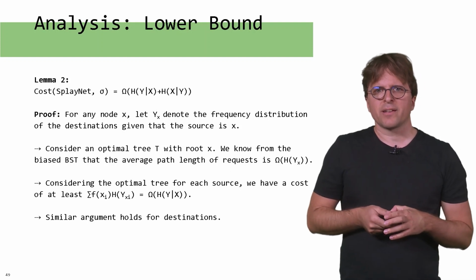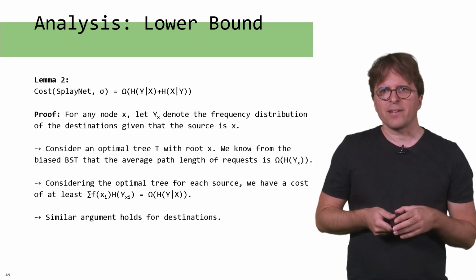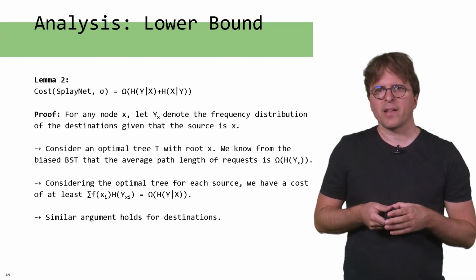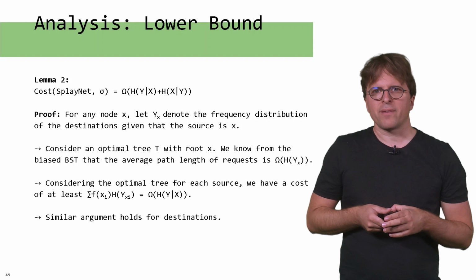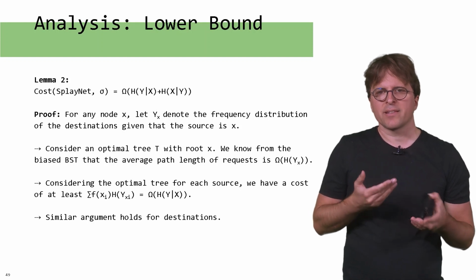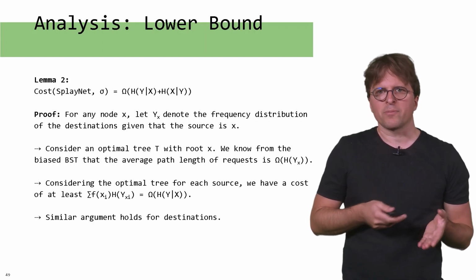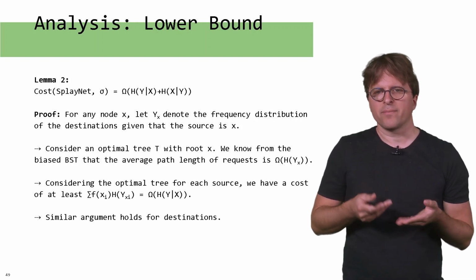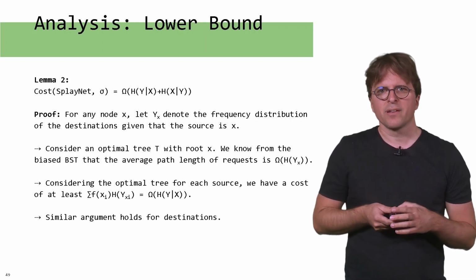And we know that, again, from the literature of biased binary search trees, that the average path length of requests is in the order at least of the entropy of this variable Y given x. Okay, so this is just a classic binary search tree.